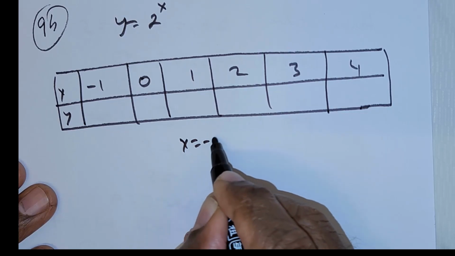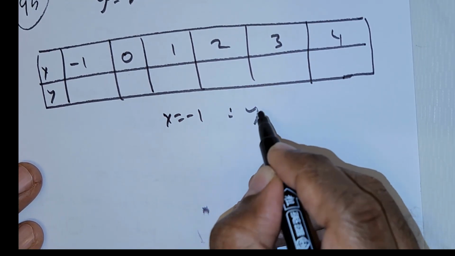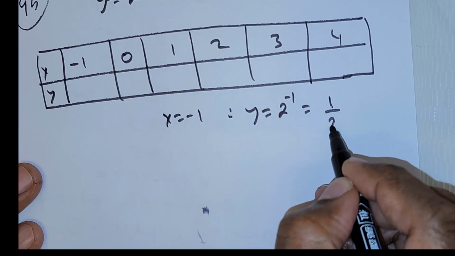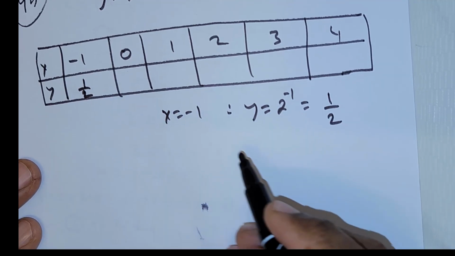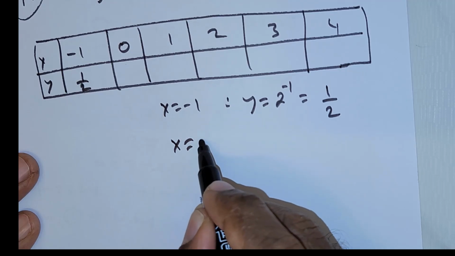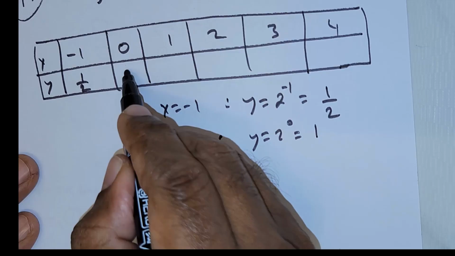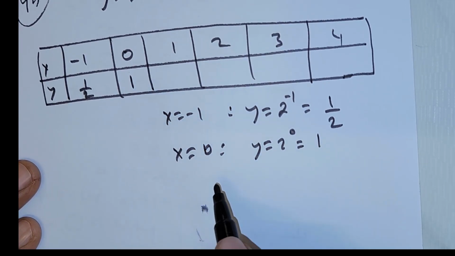Now when x is equal to negative 1, what happens to y? y is equal to 2 raised to the power of negative 1, which is nothing but 1 over 2. So 1 over 2 goes there. Now when x is equal to 0, y is equal to 2 raised to the power of 0, which is nothing but 1. This is already given.